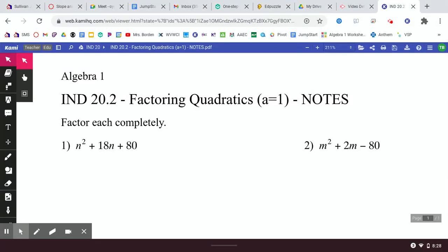Indicator 20.2, we're factoring quadratics, and you'll notice in the little parentheses it says where a is equal to 1. Here in a second, I'll tell you where the a is in the equation. And then Monday, we will look at ones that get just a tiny bit harder, where a is something greater than 1. But for today, we're going to keep it very simple and very basic.